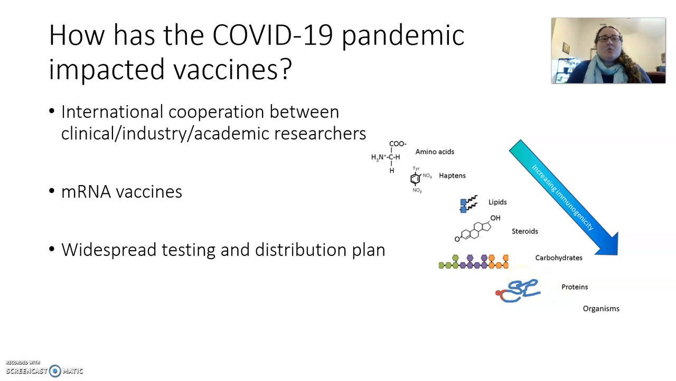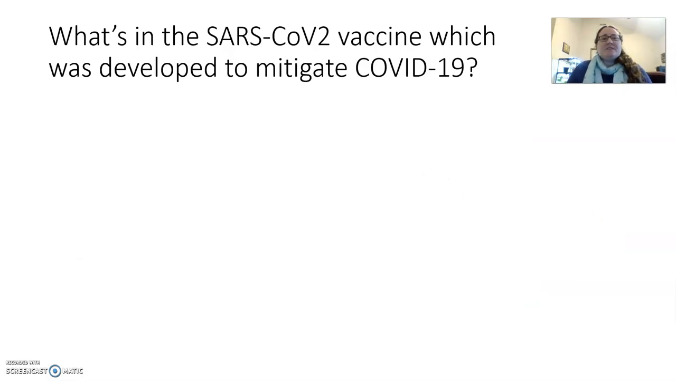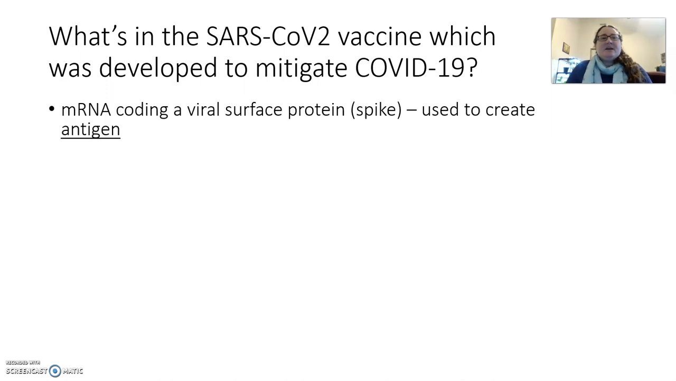We also had a widespread testing and distribution plan that was discussed and developed by both international organizations and within different countries. And this really helped to speed the way in which the vaccine was able to be rolled out to populations. So what's actually in the vaccine?